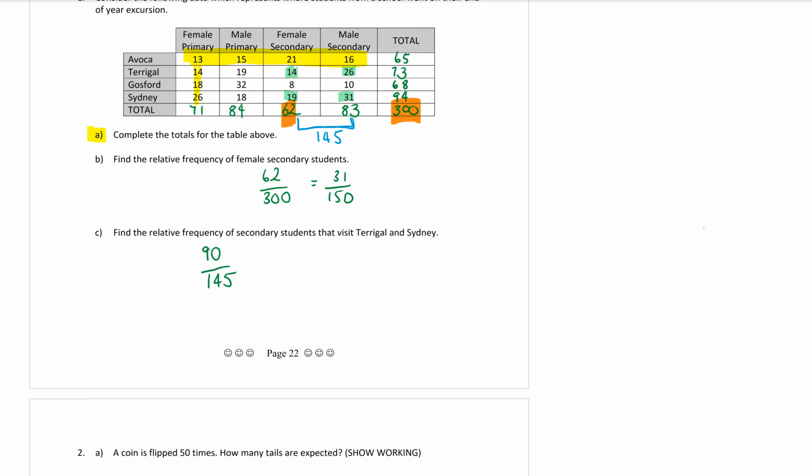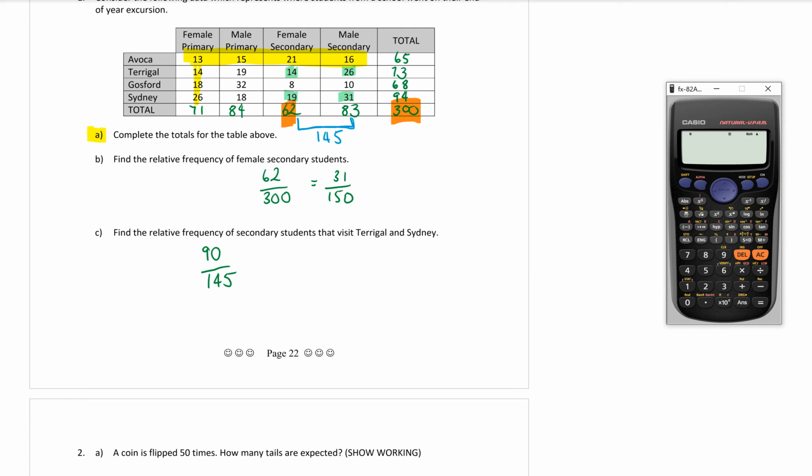So you need to read the questions carefully to know that one, to work out what to put on the bottom. It says of the secondary students, which means I only want to know the total of the secondary students and then how many students went to Terrigal and Sydney from there. So let's just check to see if we can simplify that. 90 over 145 makes 18 out of 29.